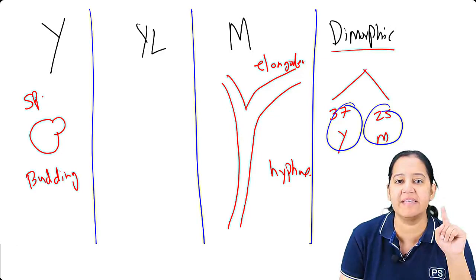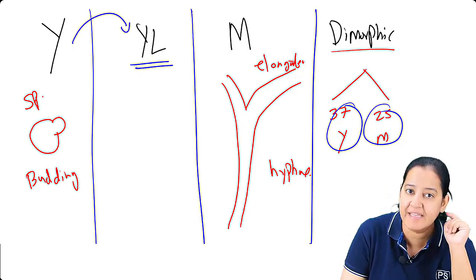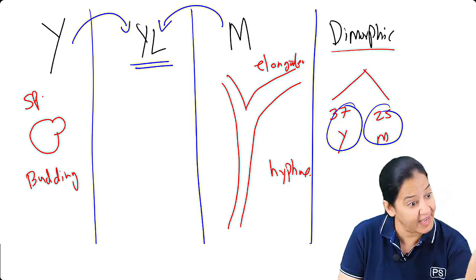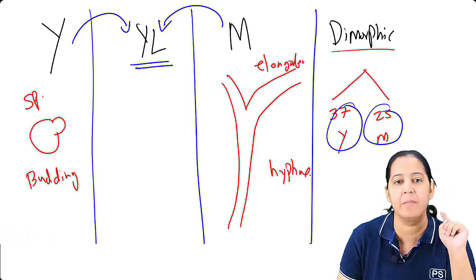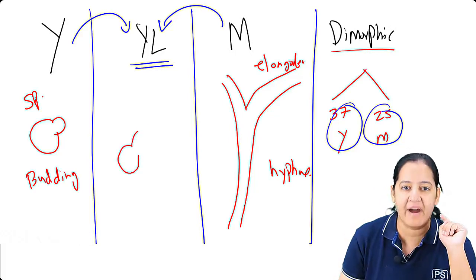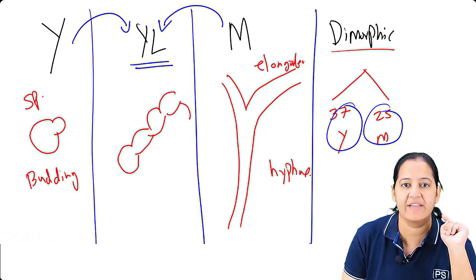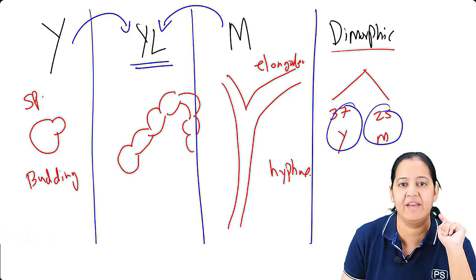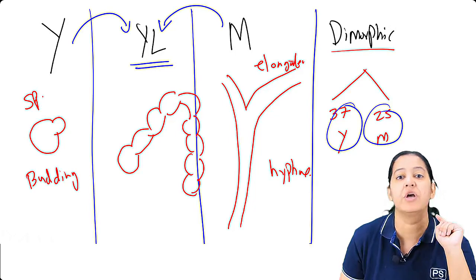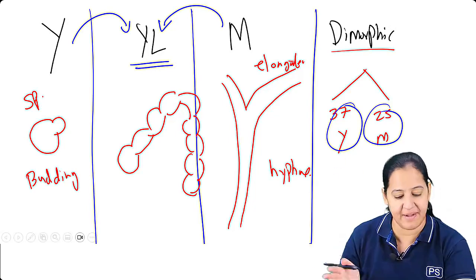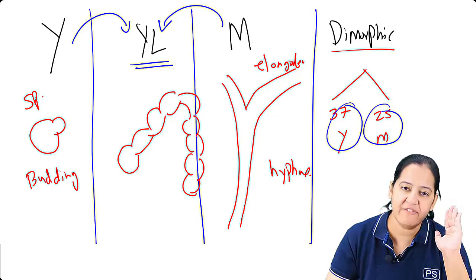Dimorphic done. What is yeast-like? Actually they are yeast, but they look like mold. So what is the diagram? They are spherical only, but they divide by budding like this, like this, like this. So you can find branches also. You may feel it is a branch, but actually it is not a true branch. You may feel it is elongated, but actually these are multiple buds.